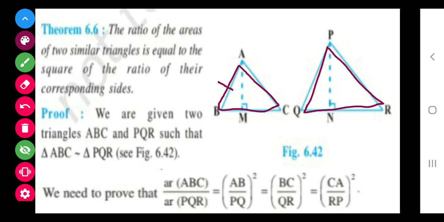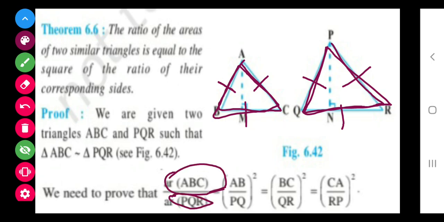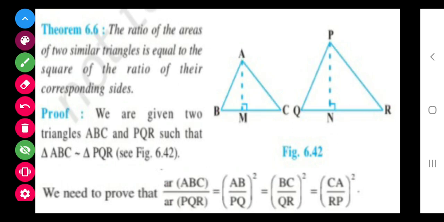Suppose ABC is similar to PQR, then corresponding sides AB upon PQ, BC upon QR, and AC upon PR are in ratio, you all know. But now you are going to learn that if we talk about the ratio of their areas, then it will be the square of their corresponding sides. So class, this we have to prove.